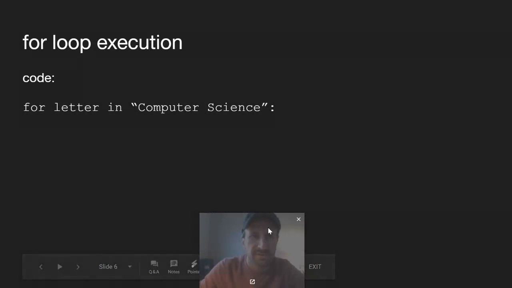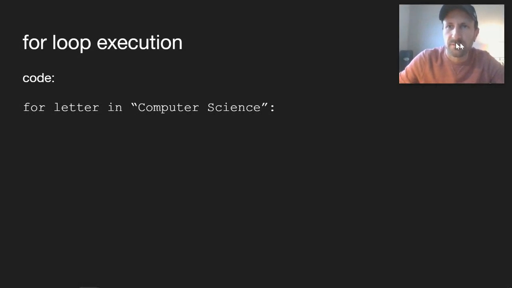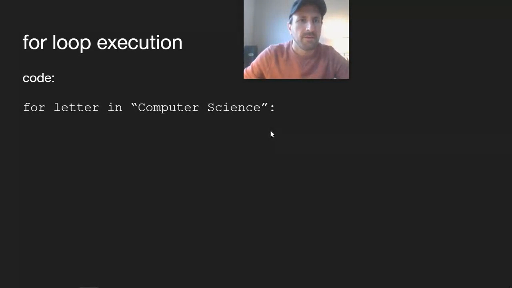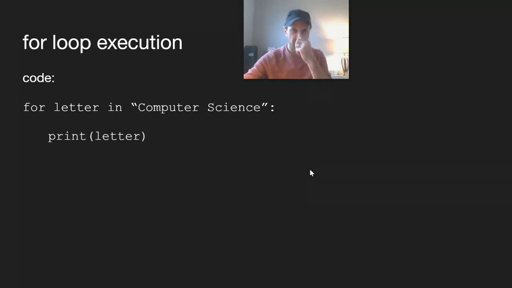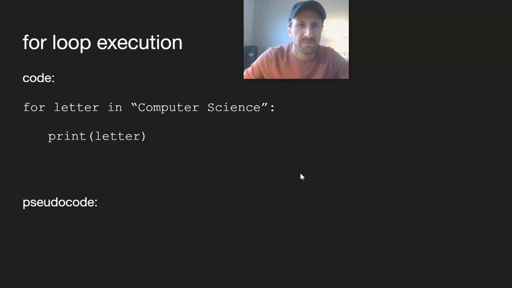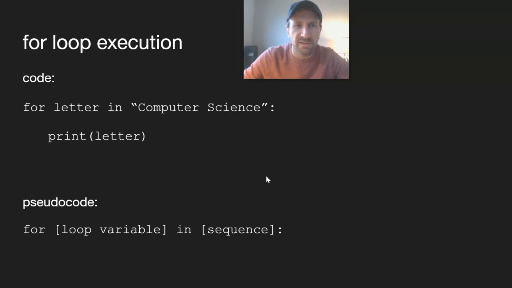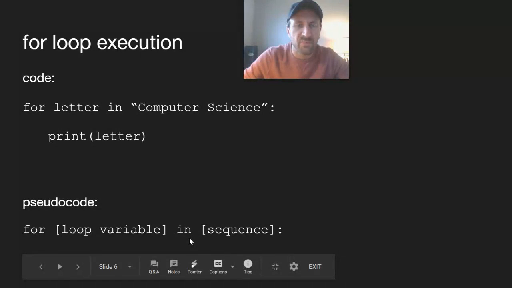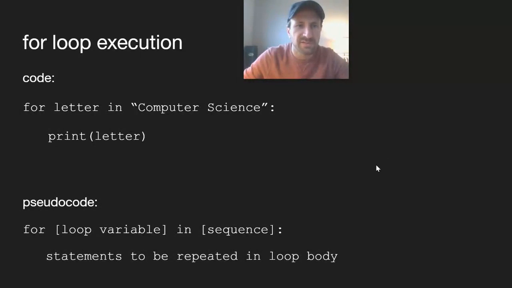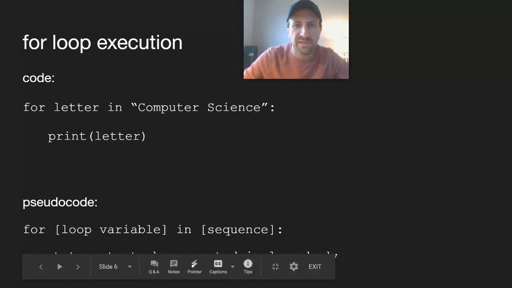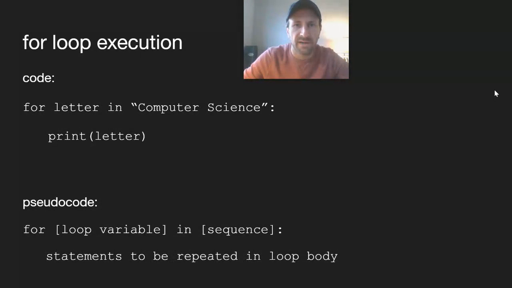Okay, so another code example. For letter in computer science, print letter. In pseudocode, we could say for the loop variable is letter, and then we use the in operator followed by a sequence. In this case, the sequence is the string computer science, and the statements to be repeated are our loop body, right?